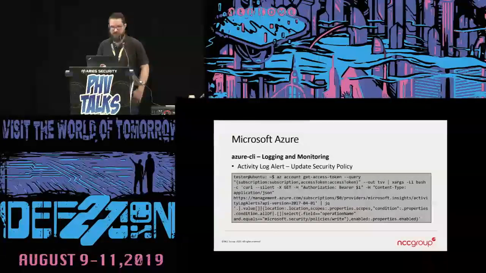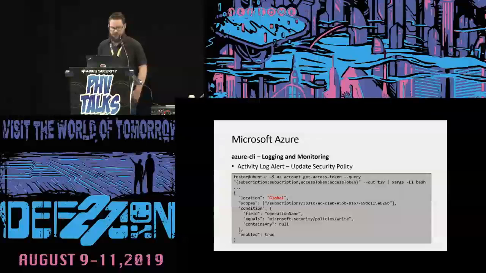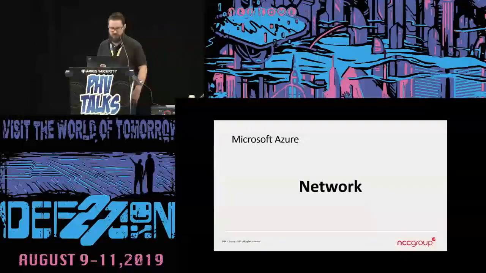So for updating a security policy, very similar command, but we're looking at the Microsoft security policies write action. We get some output here. We see global. Subscription is also set properly on the account, and enabled is true. So we have logs there as well.